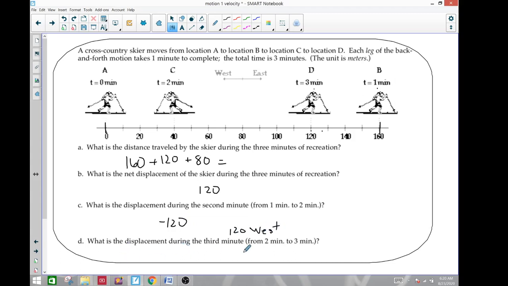What's the displacement in the third minute? 40 to 120. Subtract those two and it's 80. So it'd be a positive 80, or it could be 80 east.